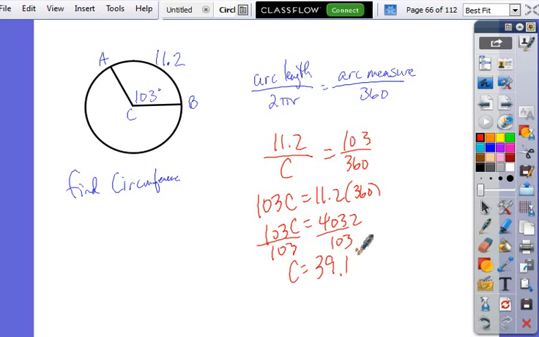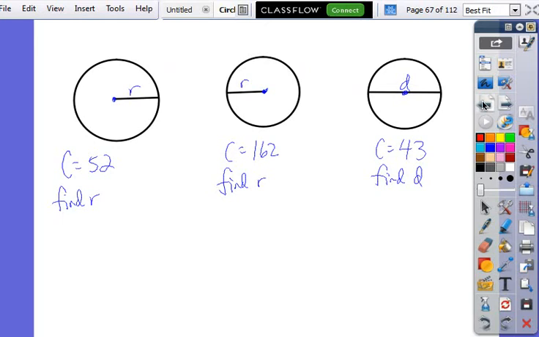These are giving me the circumference and saying go back and find the radius. So if I start here, I would say C equals 2 pi r. It's telling me what C is, so I'm going to plug that in for C. And then what did we do earlier to find r? Divide by 2 pi. If it's the decimal version, just type it in as a fraction: 52 divided by 2 pi. Somebody tell me what that is. Should be around 8.1, 8.27.